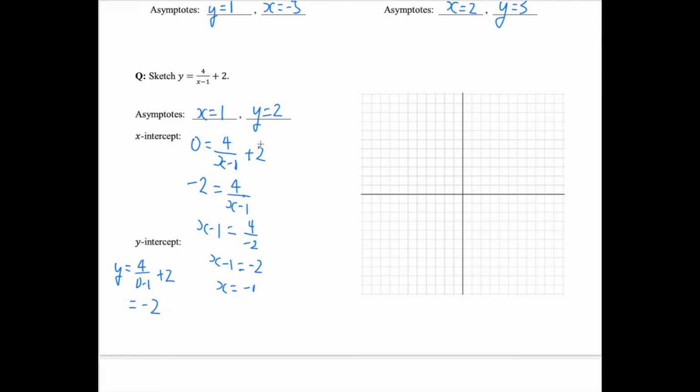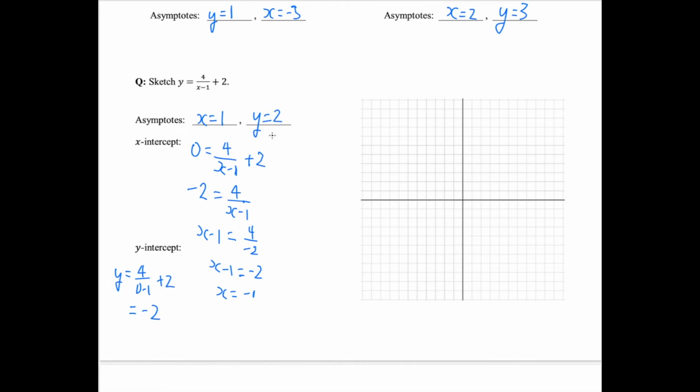Alright, so let's put in all the information that we have now. So we have 2 asymptotes, x equals to 1. So that's this line here. I'm going to draw a straight line. And be careful you don't get this mixed up, alright? So when you have a vertical line, it's always x is equal to something, and a horizontal line is y is equal to something. And this is the line y equals 2.